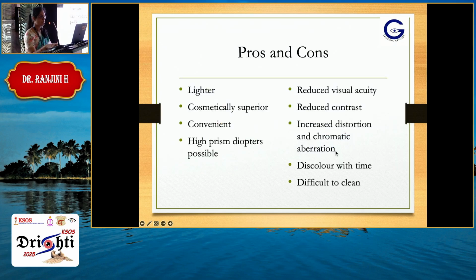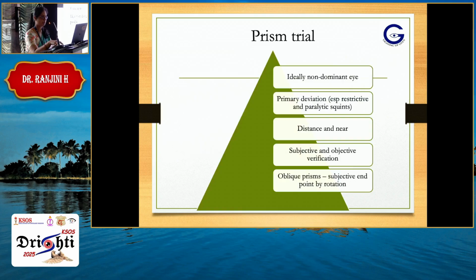So what are the pros and cons? As I told before, it is lighter, cosmetically superior and convenient, and we can push higher prism diopters in a Fresnel prism, unlike a ground prism. But again, it has its cons, like it reduces the visual acuity and contrast, and it tends to discolor with time. So it is difficult to clean.